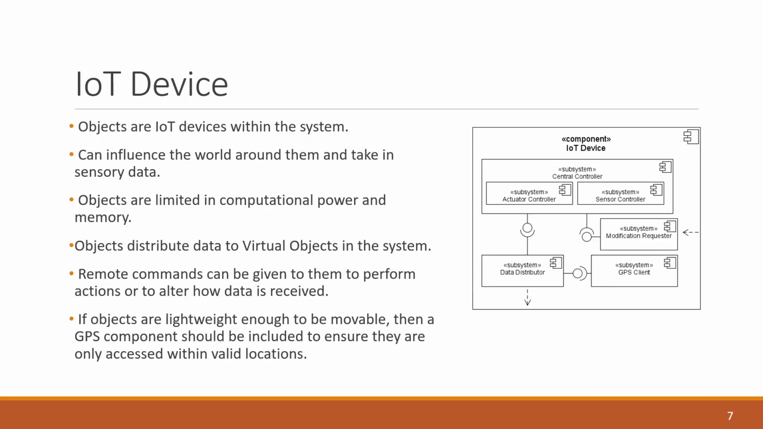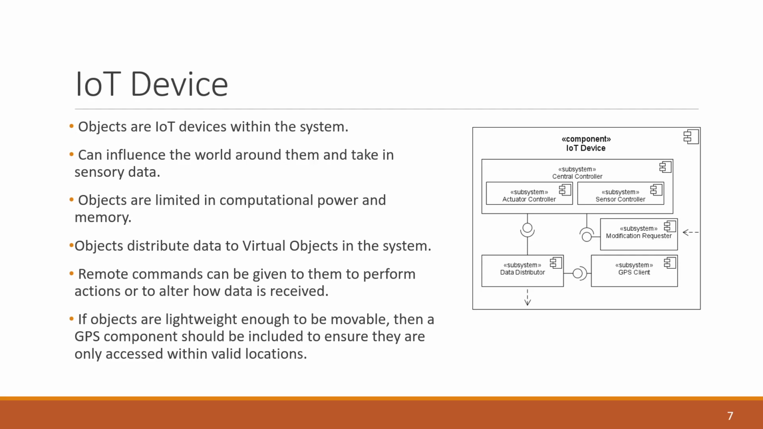So the first layer we'll talk about is the IoT device, the object layer. Objects are essentially just IoT devices within the system. They have the capacity to influence the world around them and take in information from the world around them using actuators and sensors. As we said before, these objects have limited computational power and memory, but they do have the ability to influence the world via maybe speakers or small motors, and they can take in information through their sensors. They don't actually have the capacity to store this information long term, so they distribute that to virtual objects in the system that are connected to them.